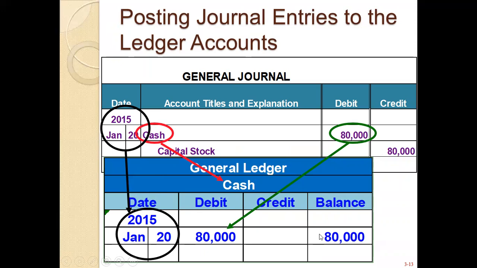It is a computerized ledger. How can we make it? Just put the title of cash, the general ledger meaning the cash, and the first date, I mean January 20. First transaction, the reference, 80,000 debited, and the balance is 80,000.